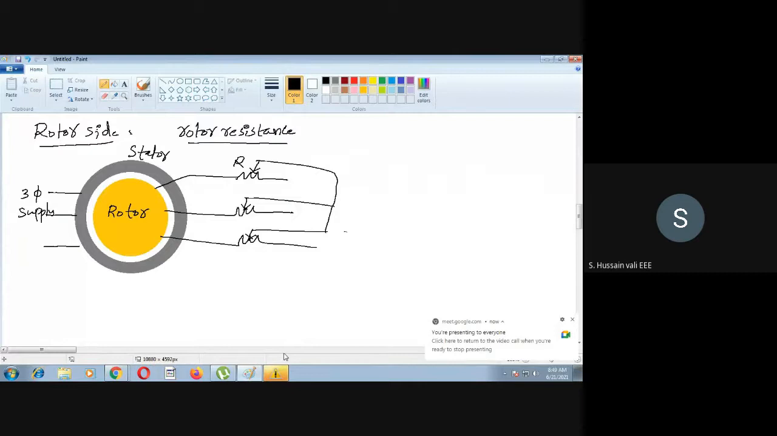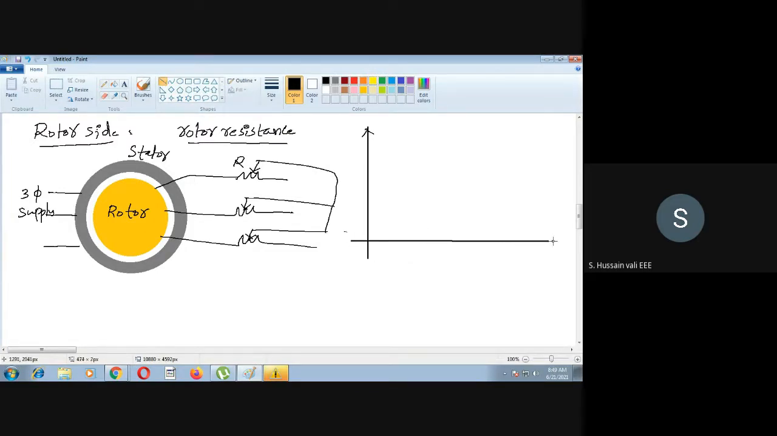Now you see, I will draw the graph that has torque speed characteristics. It's just a repetition. I'm just showing that there is a method using which we can control the induction motor from the rotor side. That's what I'm trying to show. It is just a revision of the previous topics.